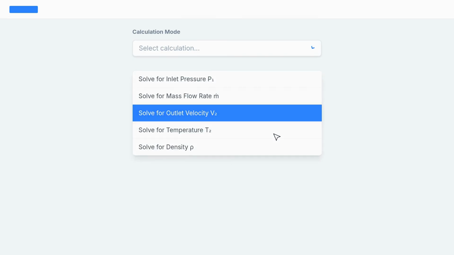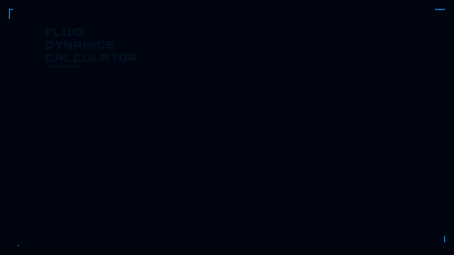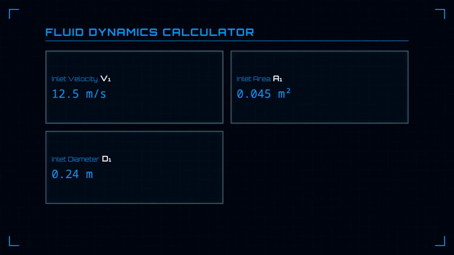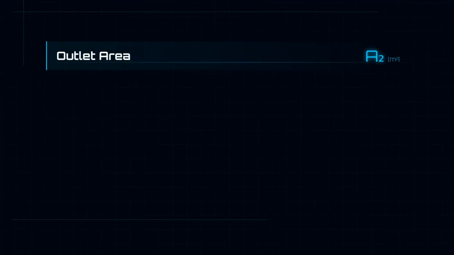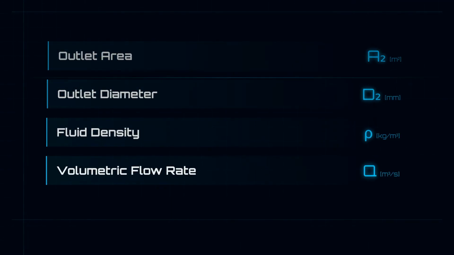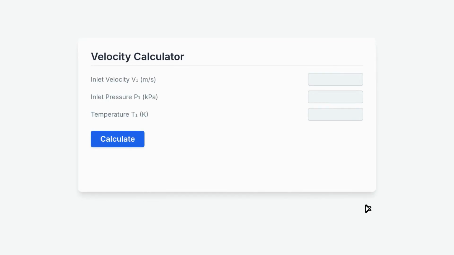Next, we enter values in 8 input fields. Inlet velocity V1, inlet area A1, inlet diameter D1, outlet velocity V2, outlet area A2, outlet diameter D2, fluid density R, and volumetric flow rate Q. For our example, I've entered 10 for all input fields to demonstrate the calculation.